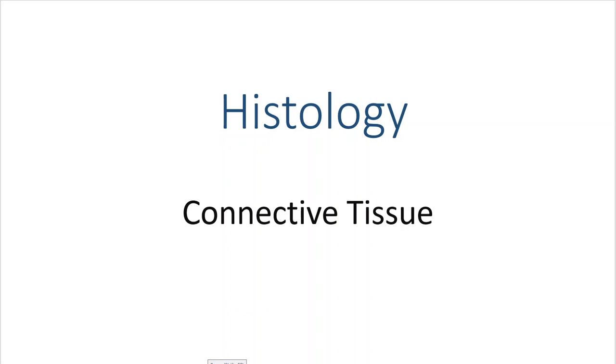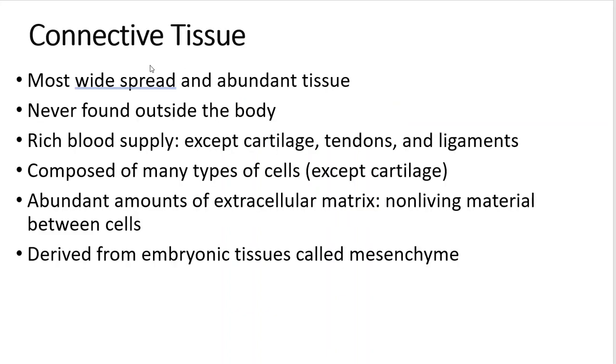Okay, guys, we're going to do the next part of our histology, which is connective tissue. Like the epithelial tissue, there's quite a bit of variety in here. So let's go through this. Connective tissues are one of the most widely distributed and the most abundant of the tissue types in the body. These are the things that hold us together. You don't find them outside the body.